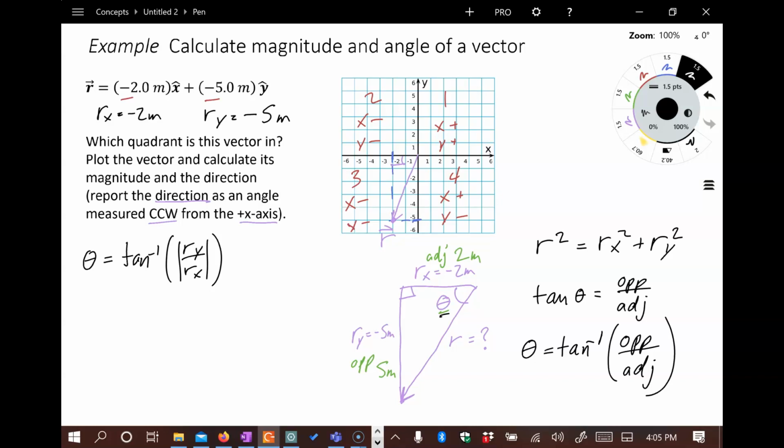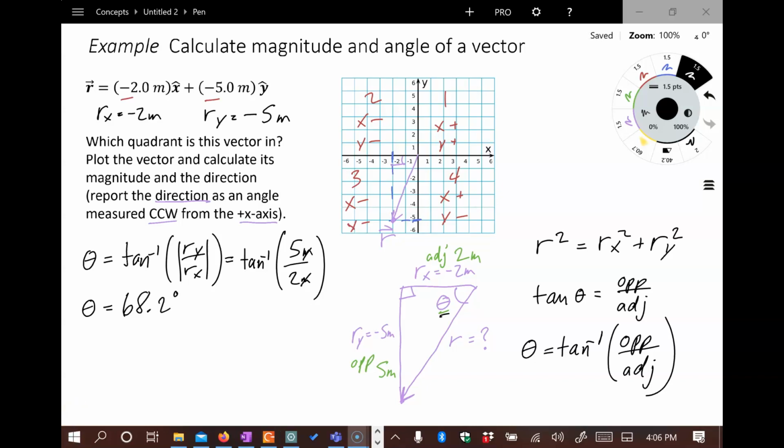If I go ahead and plug this stuff in, I'll have tangent of ry, 5 meters, divided by rx, 2 meters, and I cancel the meters out. They're gone. It's a ratio. That's nice. And if I put this into my calculator, I'm just going to get an acute angle between 0 and 90. And so I end up calculating this.